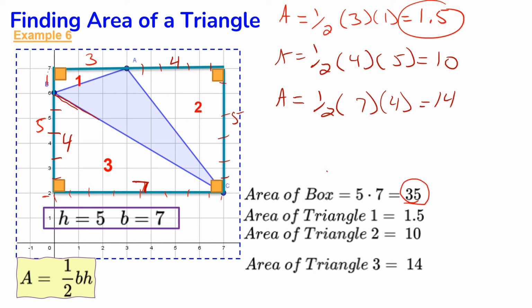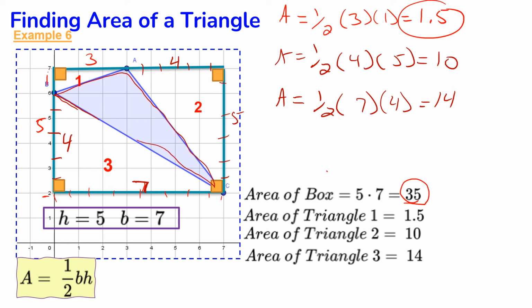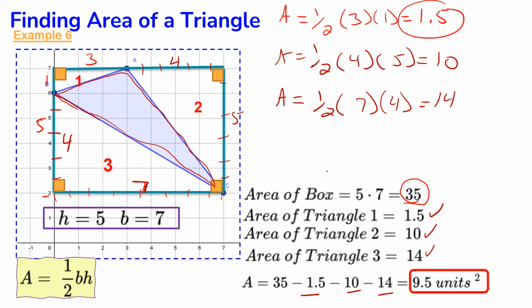So I can take the area of the box, right? And then just subtract 1.5, 10, and 14. Subtract the area of the triangles, and that will leave me with the area of this triangle here. All right. So 35 minus 1.5, which is the area of triangle 1, minus 10, which is the area of triangle 2, minus 14, which is the area of triangle 3. I'm left with 9.5 units for the area of this triangle here.